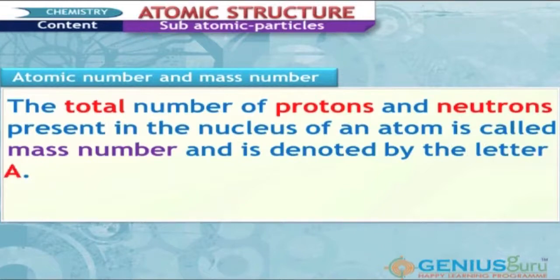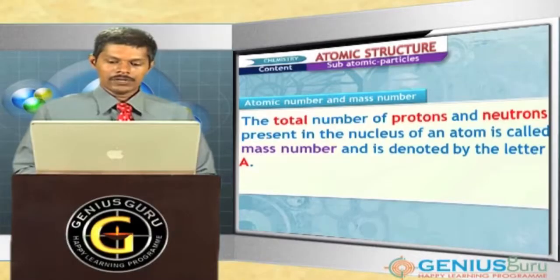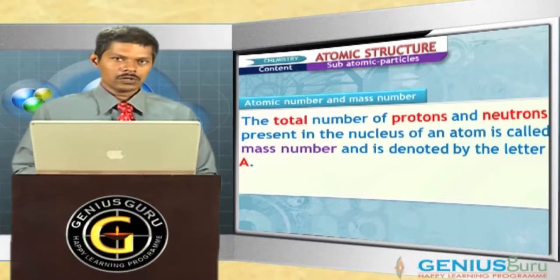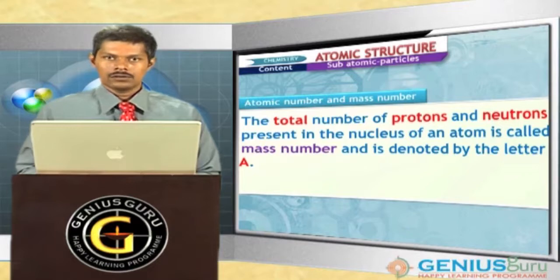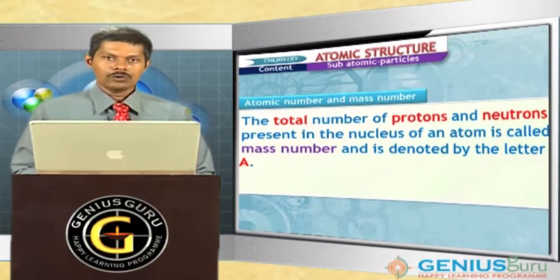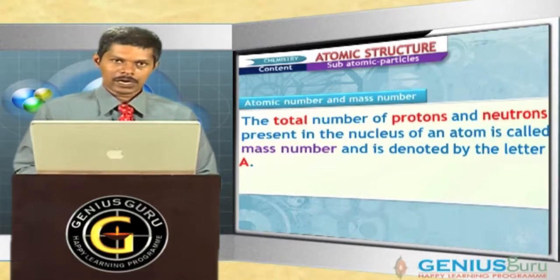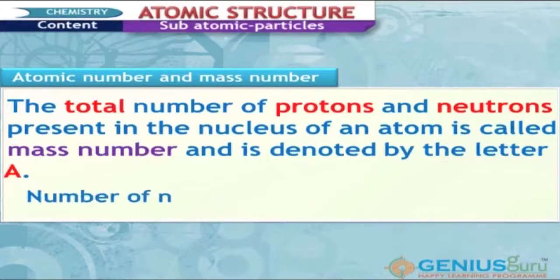So therefore, the atomic number Z indicates the number of electrons or the number of protons, whereas the mass number indicates the sum of the protons and neutrons. So the number of neutrons is obtained by subtracting the atomic number from the mass number. Therefore, the number of neutrons is equal to A minus Z. This can be explained with the help of the following.